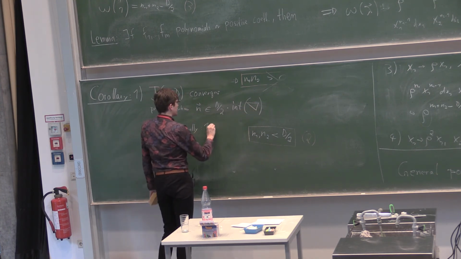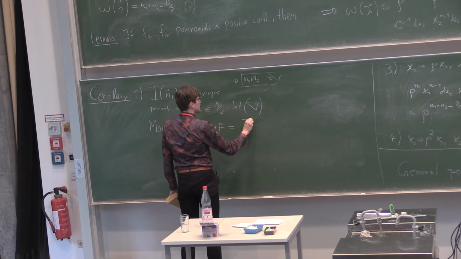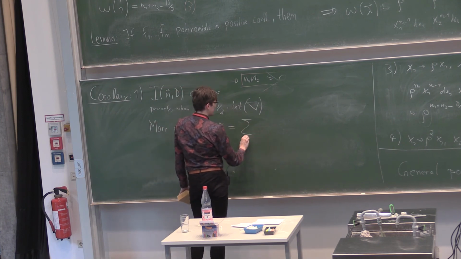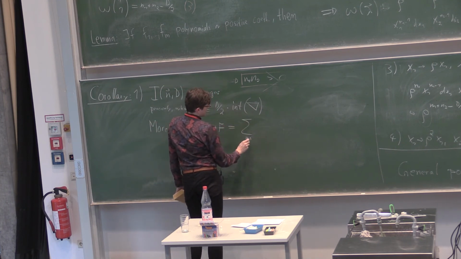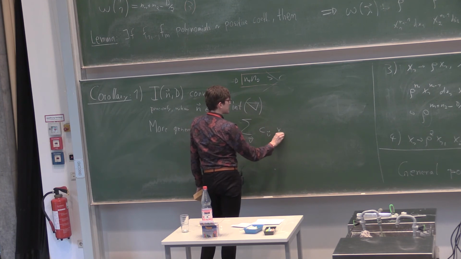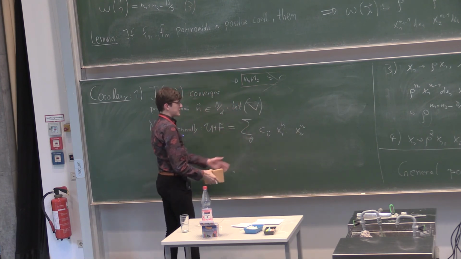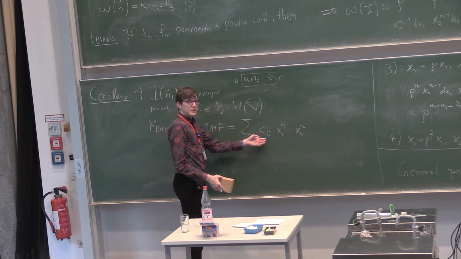So consider your polynomial that you have, U plus F, which is some sum of monomials, right? So it will be a sum over some vectors v. You have some coefficient c_v, and then you have x1 to the v1 times xn to the vn. And most of these c's will be 0, and then a couple of them are non-zero.